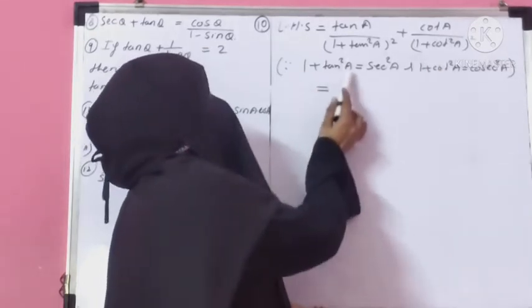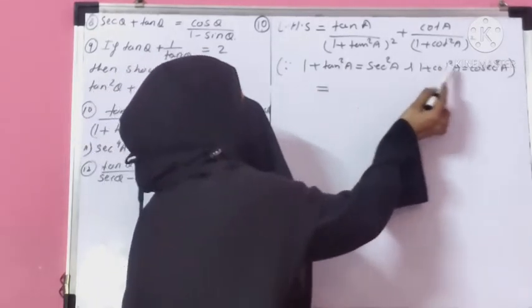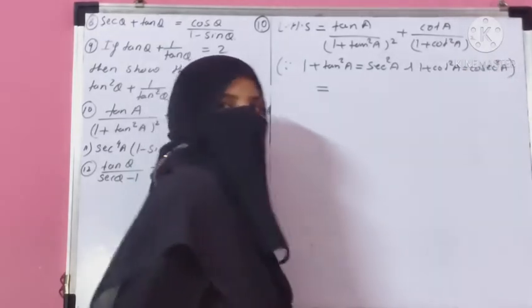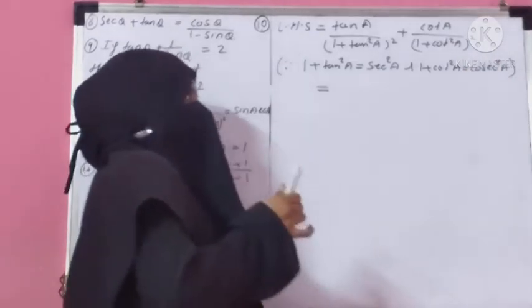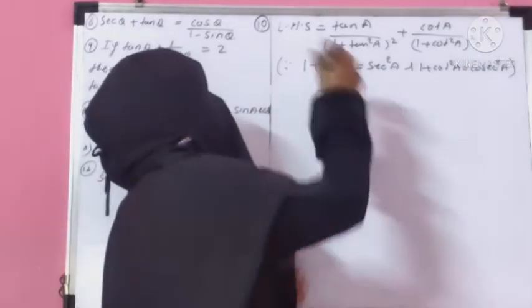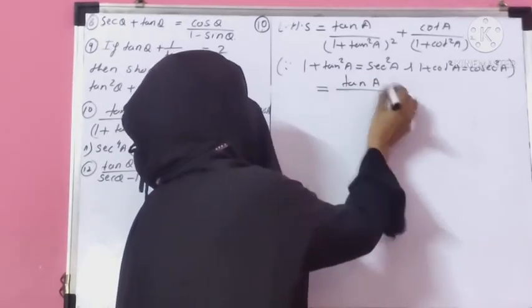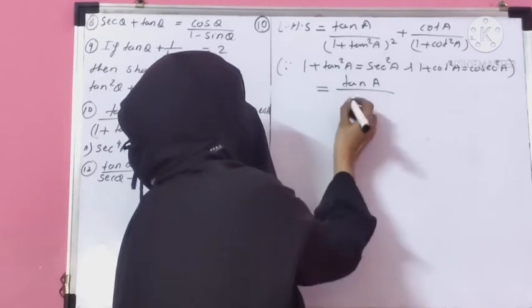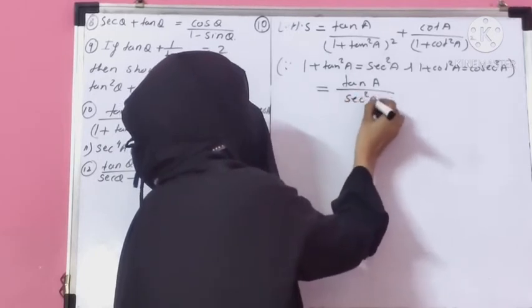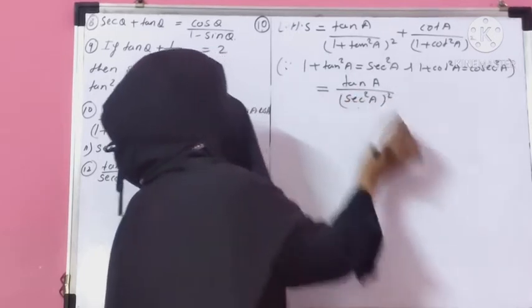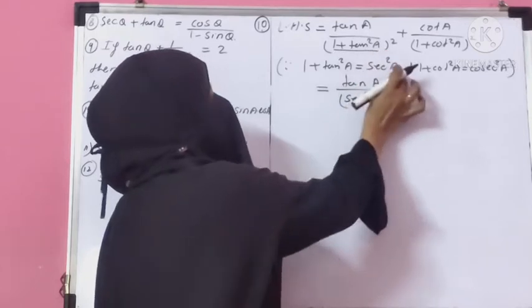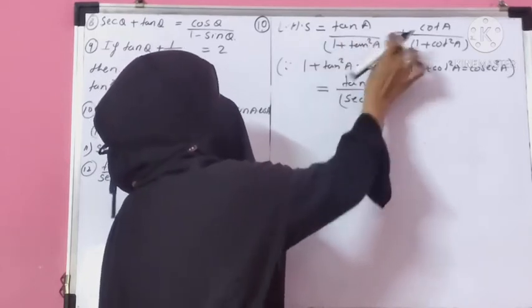So 1 plus tan square A is sec square A, and 1 plus cot square A is cosec square A, from identities. Now substitute these values into the next step. Then the next step is tan A upon 1 plus tan square A, which is sec square A, whole bracket square. 1 plus tan square A is sec square A, whole bracket square as it is.